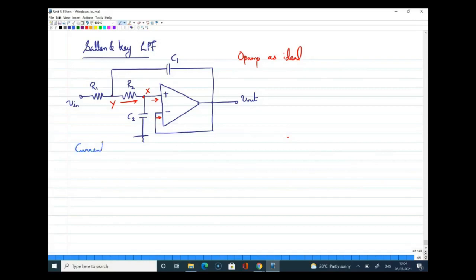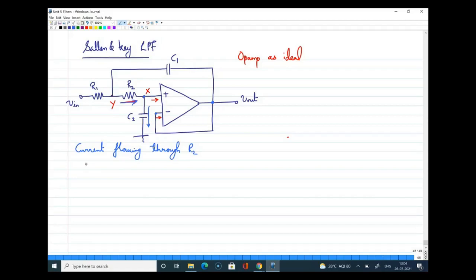Current flowing through R2, this current will be equal to the current flowing through C2, right? Now, since it is in negative feedback mode and this node is V out, this also will be at V out, by the virtual ground property. That means this node, the node X, is also at V out.